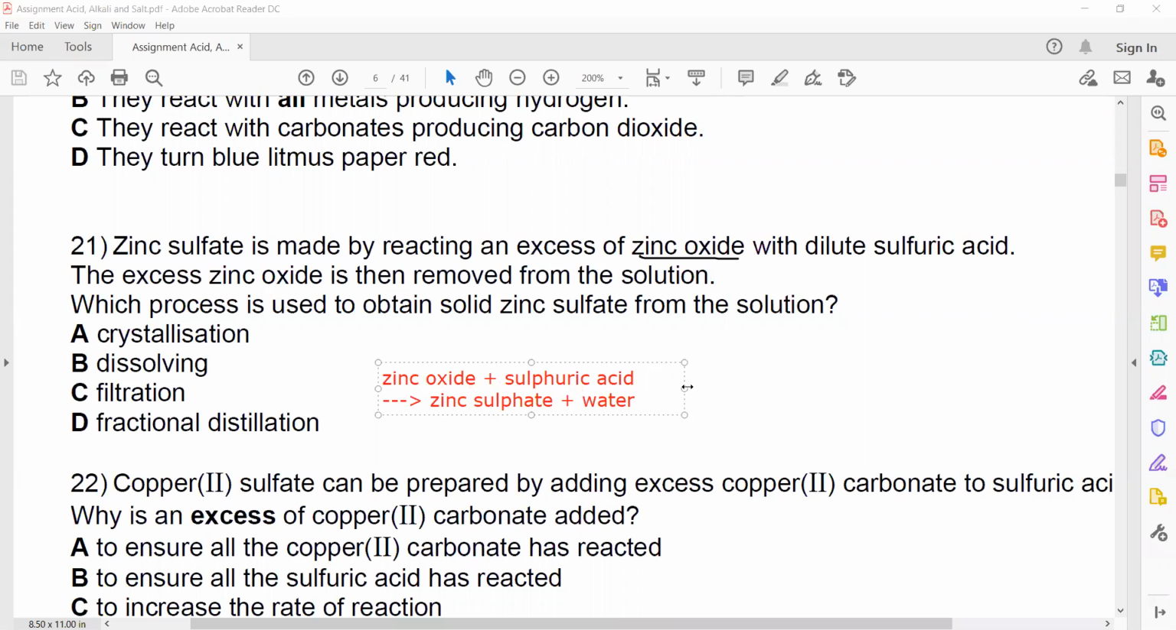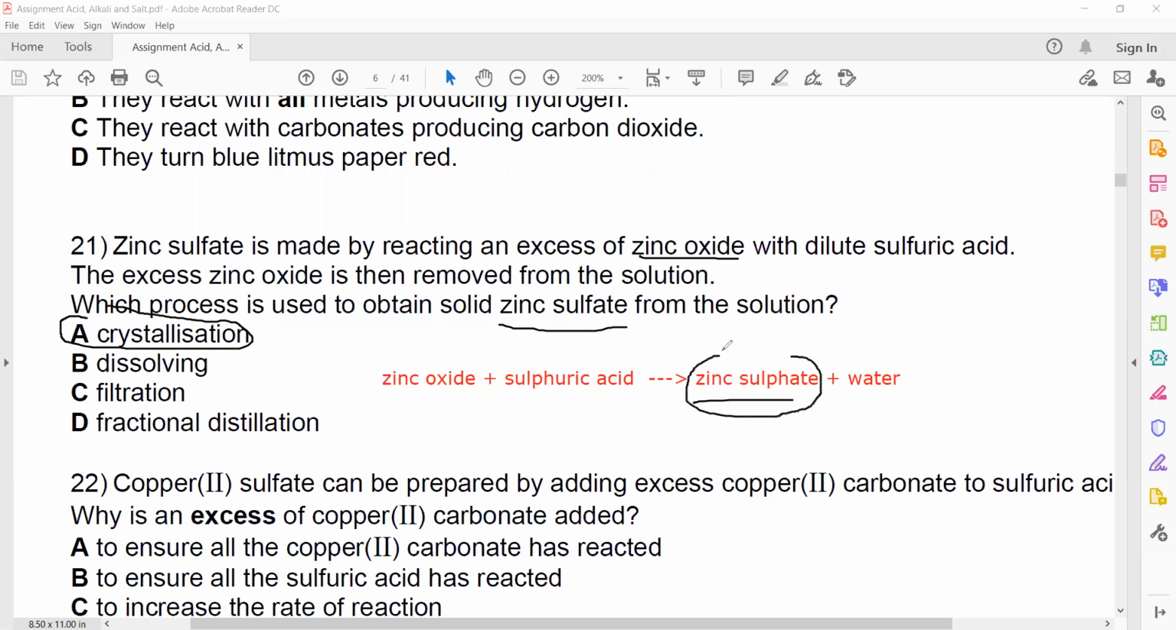Now the question is, the excess zinc oxide is then removed from the solution. Which process is used to obtain zinc sulfate? How can we obtain zinc sulfate from solution? Filtration is used to remove zinc oxide, while crystallization or evaporation can be used to obtain zinc sulfate. Is it clear? Because we want a soluble salt, we use crystallization.